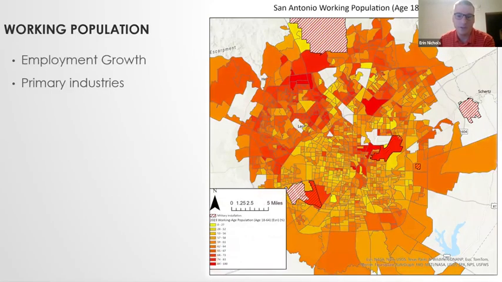For the working population, it has experienced steady employment growth for the past decade, driven by the same factors for the unemployment rate. The growth has helped to maintain a relatively low unemployment rate. Primary industries fueling San Antonio include healthcare, bioscience, military, defense, and tourism again. These sectors help provide a substantial number of jobs and contribute to the city's economic resilience.